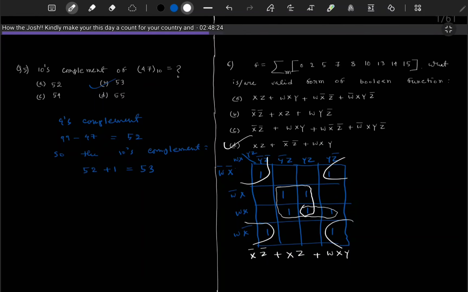And another, I can pair with these two ones, and that time this will come w and y z bar. So option B it is coming.